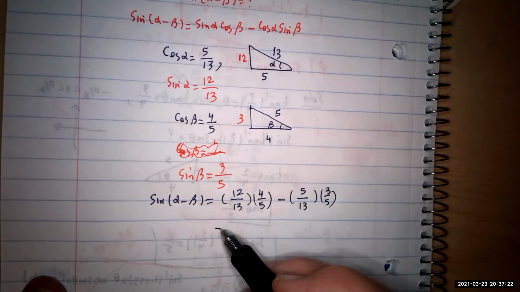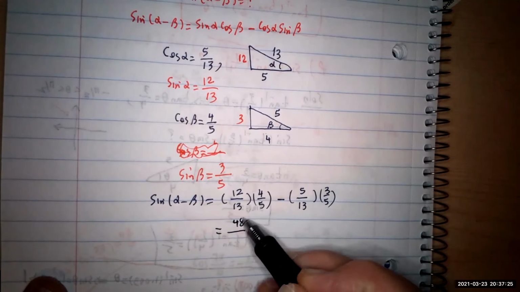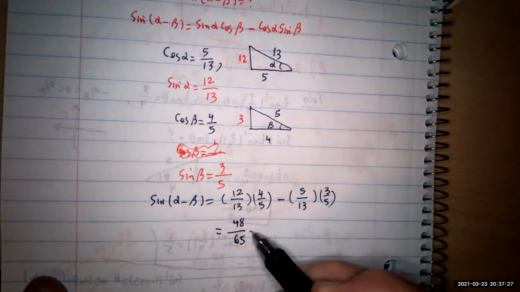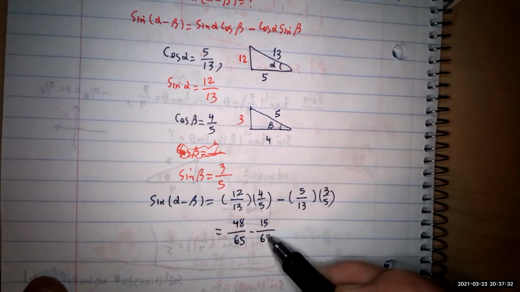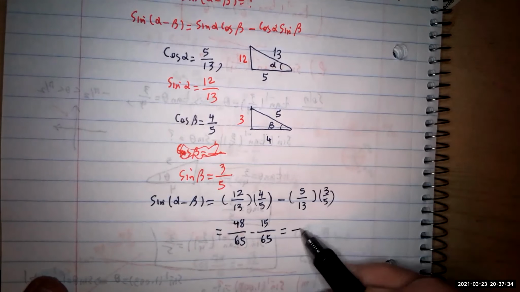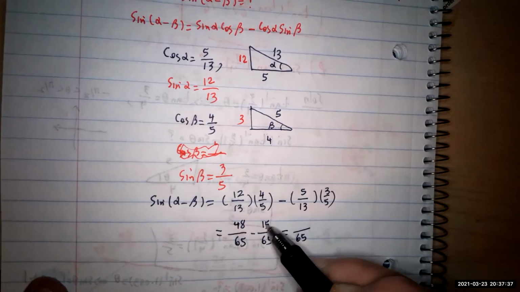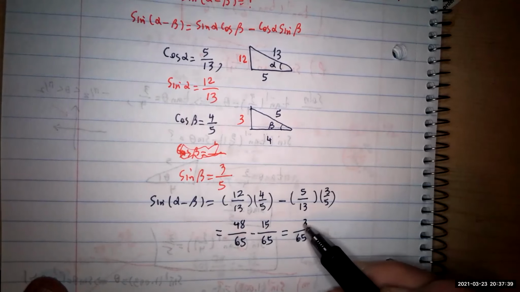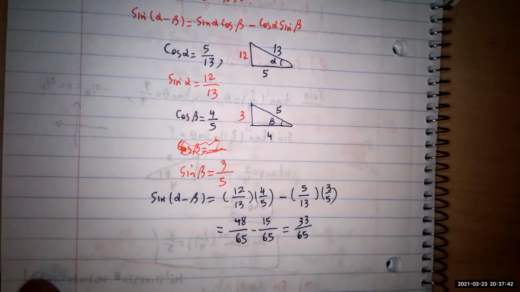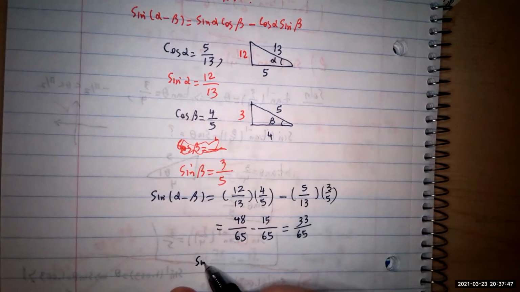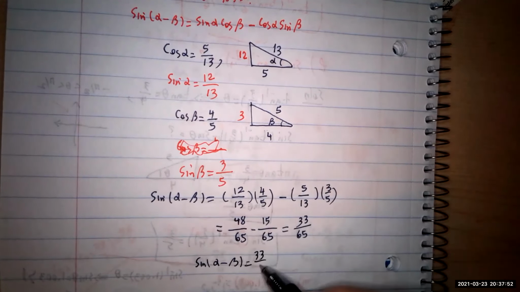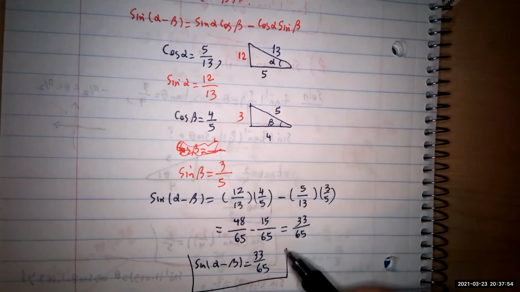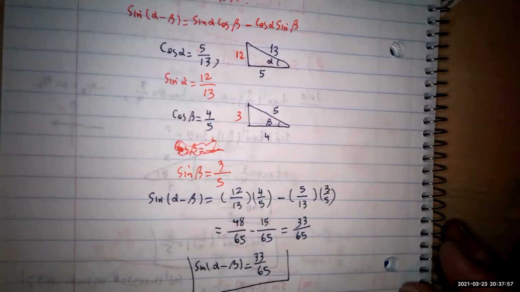Okay, so this is going to be 48 on the top, 65 down the bottom. Minus, and that gives you 15, and that's going to be 65. So subtract the top, 65, and that gives you 33. Okay, so that's it. So the sine of alpha minus beta is going to be 33 over 65, which is the final answer.